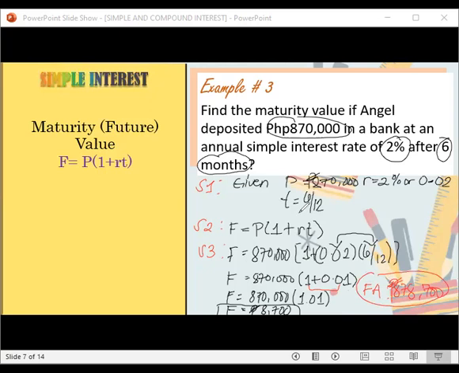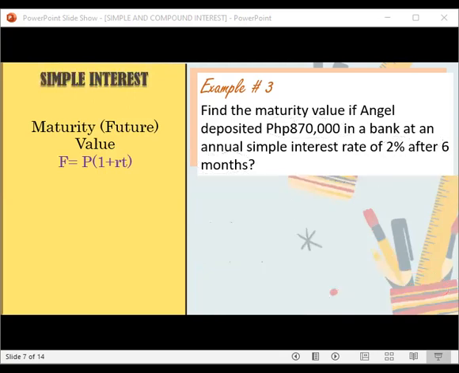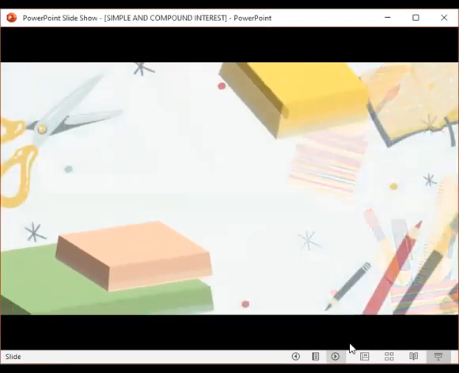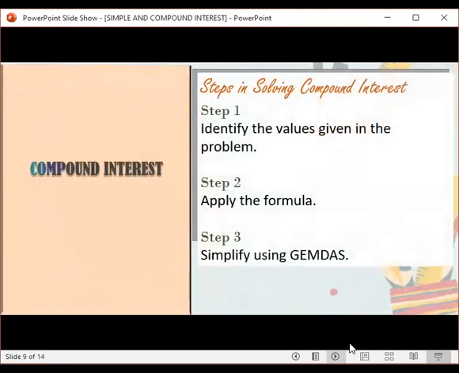So, ayan. So, that's it for example number 3. Now, let's proceed to another one. So, here is the steps in solving compound interest. So, same lang sa pag-solve ng simple interest. So, step 1, identify the given. Step 2, apply the formula. Step 3, simplify using GEMDAS.